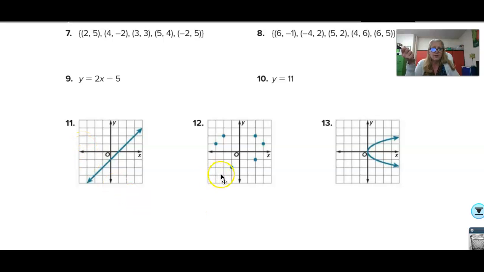Now number 12, you've got to check and make sure there's not more than one dot on a vertical line. This vertical line here has 2 dots. That makes it not a function. Think about it. That means for the x value 2, you have 2 results. You have +2 and -1. So that is not a function. And number 13, the vertical line test also causes this to fail because you can see a vertical line intersects the graph at 2 places. 13 is not a function.